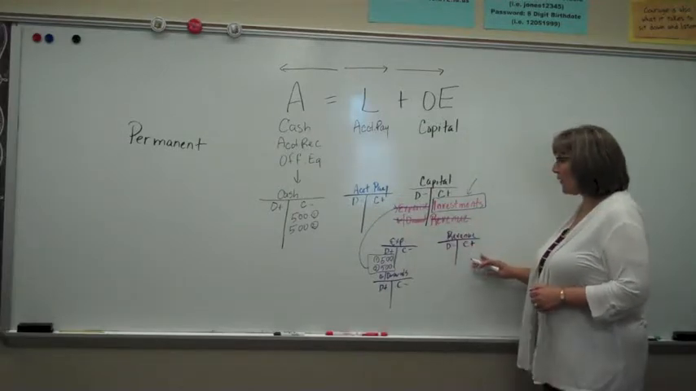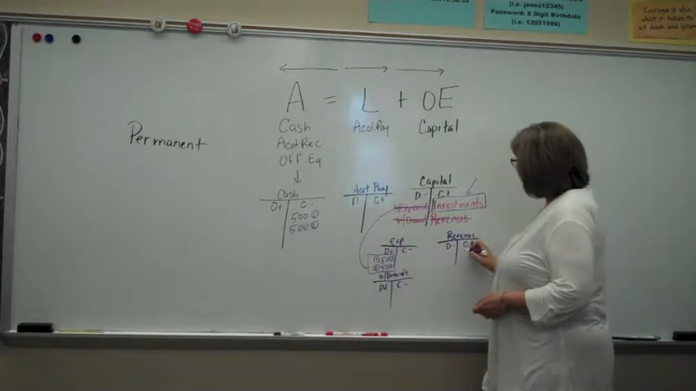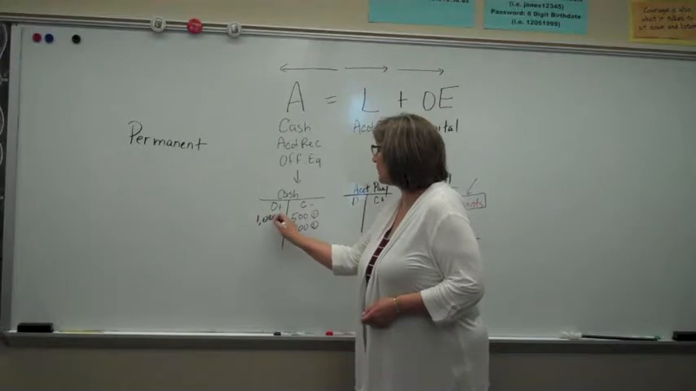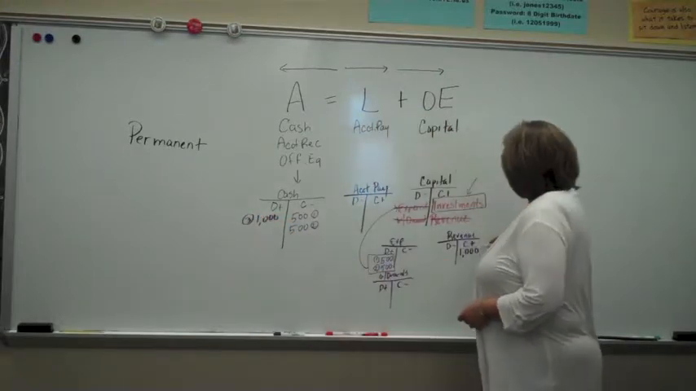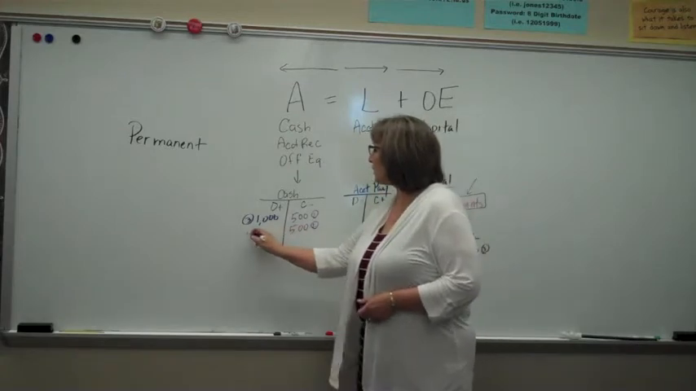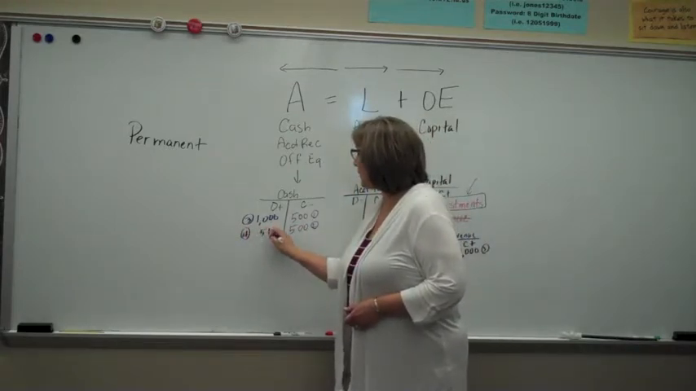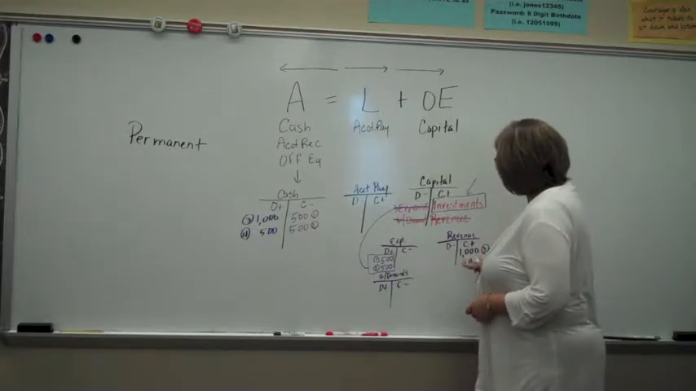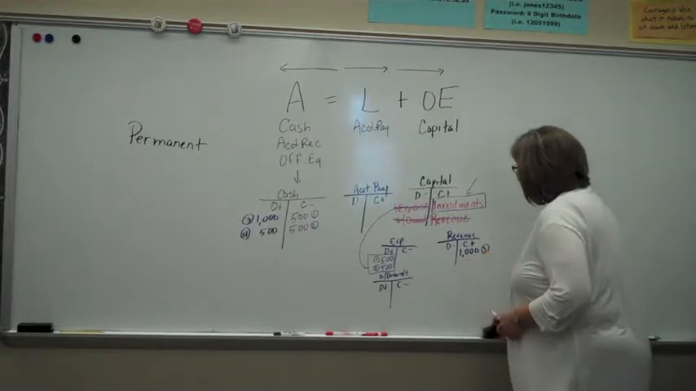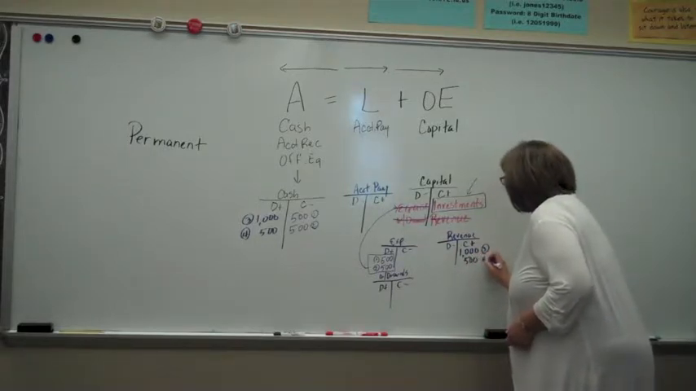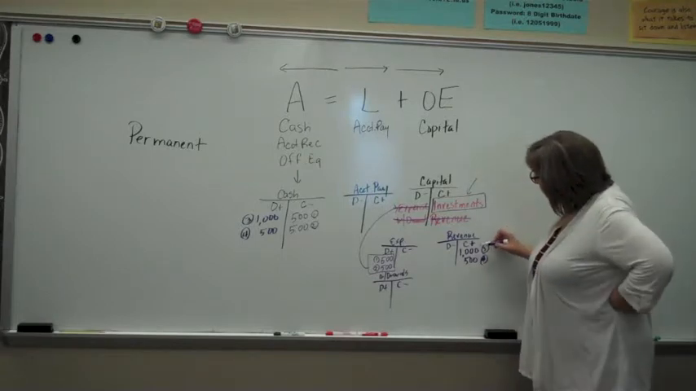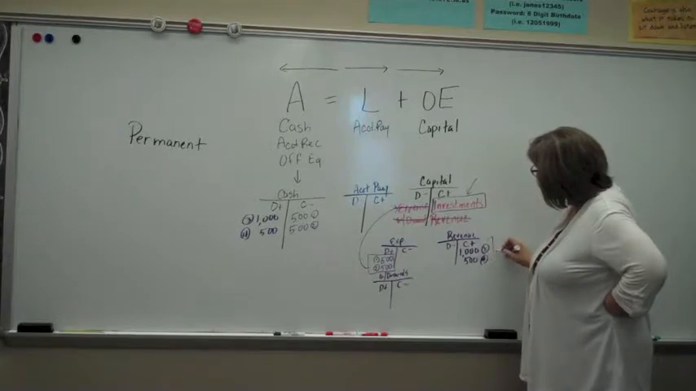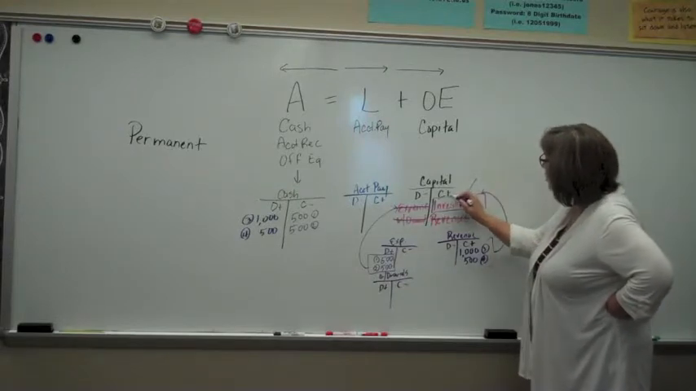Same is going to happen over here in revenue. Let's say we perform some services. We earned $1,000 and we got some cash for it. And then later on, we performed some services and we got some more cash for it for $500. We would add these two together. That's why we're using the plus. We would add these two together and we would take the total and eventually add it to capital.